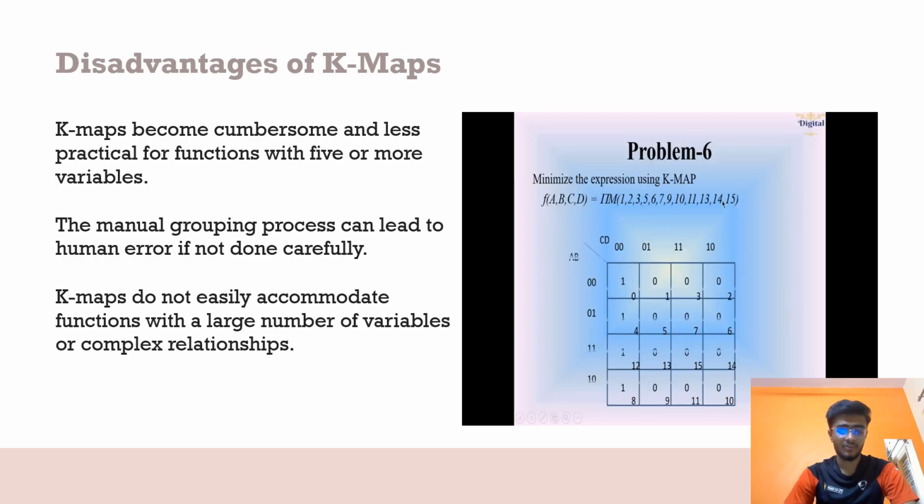Next we have the disadvantages of K-maps. As we have advantages, we also have disadvantages. K-maps become cumbersome and less practical for functions with 5 or more variables. They are practical only for fewer than 5 variables, and beyond that it becomes harder. The manual grouping process can lead to human error if not done carefully. K-maps do not easily accommodate functions with a large number of variables or complex relationships.